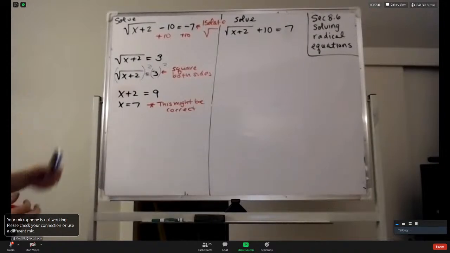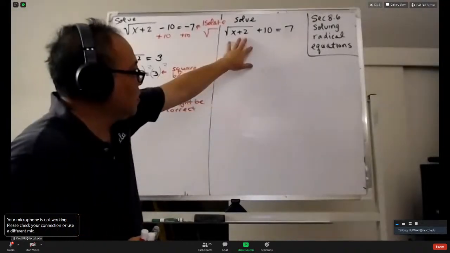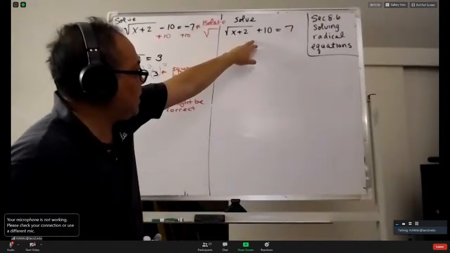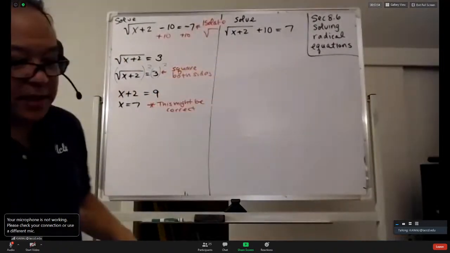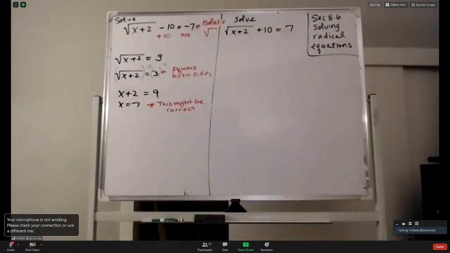Okay. Now, what I want you to do is the same thing here. You'll do the almost identical thing. So isolate the square root, square both sides, and then tell me what x is equal to. And then we'll compare and contrast the two problems.